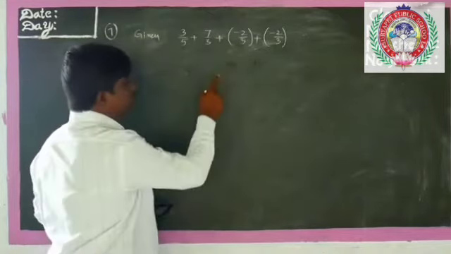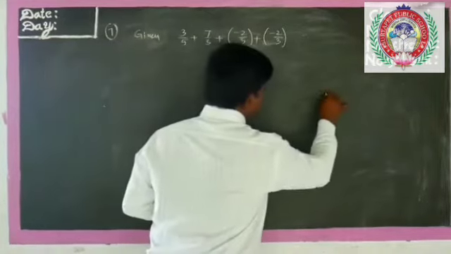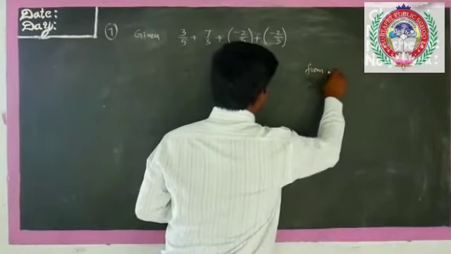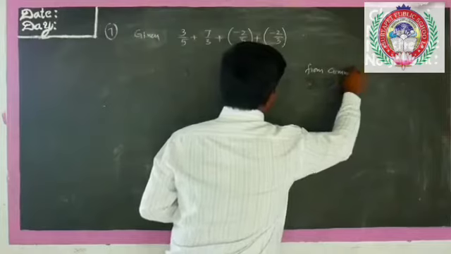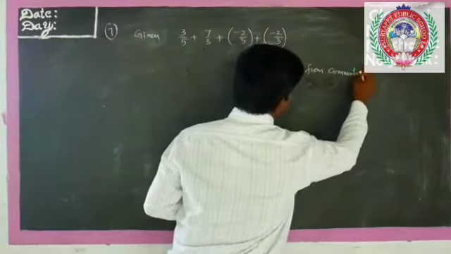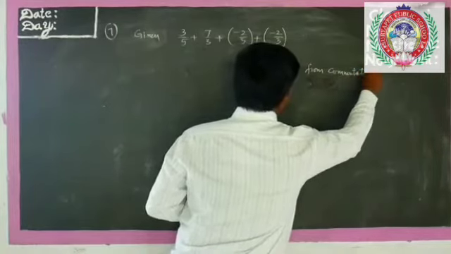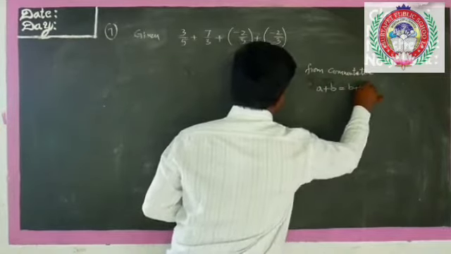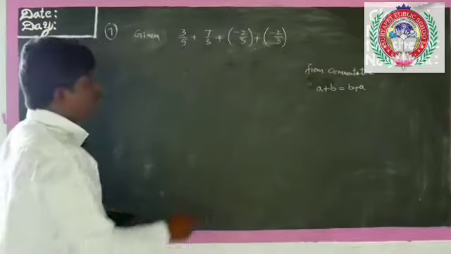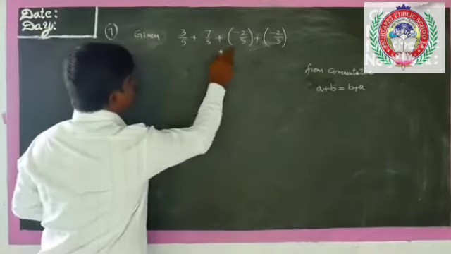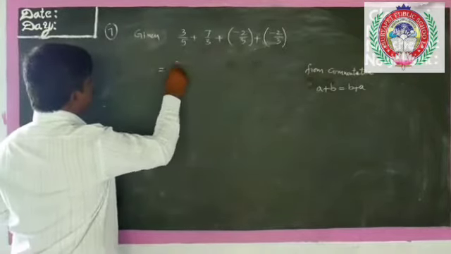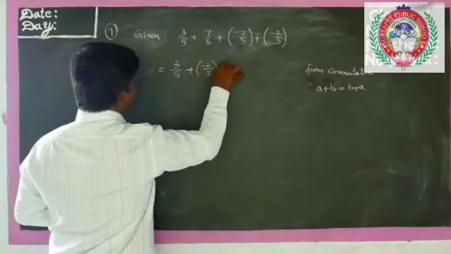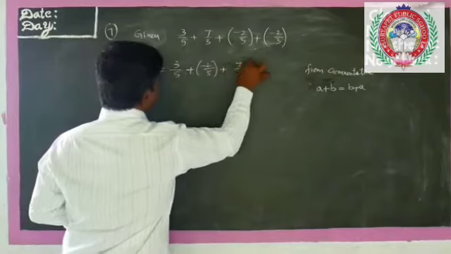So what is the property? What is that property? It is the commutative property, by which we can rewrite that a plus b is equal to b plus a. So from that property, let us rearrange these two. Then we get 3 by 5 plus of minus 2 by 5 plus 7 by 3 plus of minus 2 by 3.